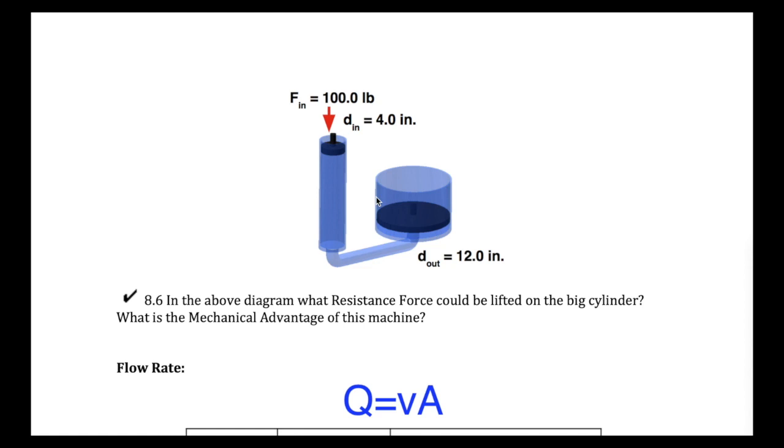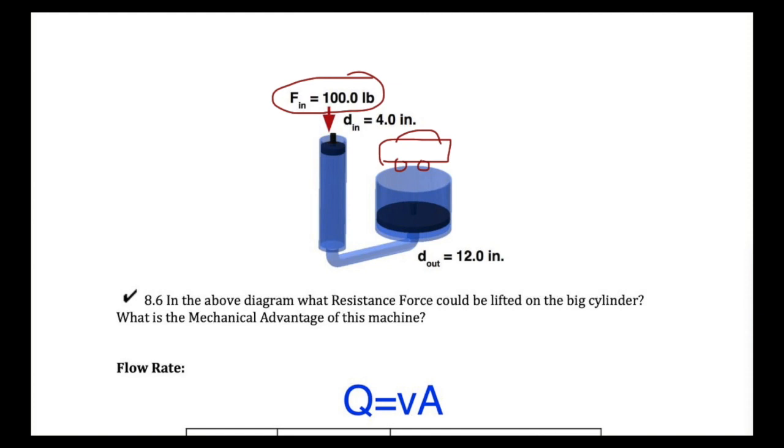Okay, so if we look at this problem here, it says in the above diagram, what resistance force could be lifted on the big cylinder? So I could have a big car right here, or something that I could lift off the ground, and it's asking how big of a force could I lift with this if I applied 100 pounds of force on this 4-inch diameter cylinder.